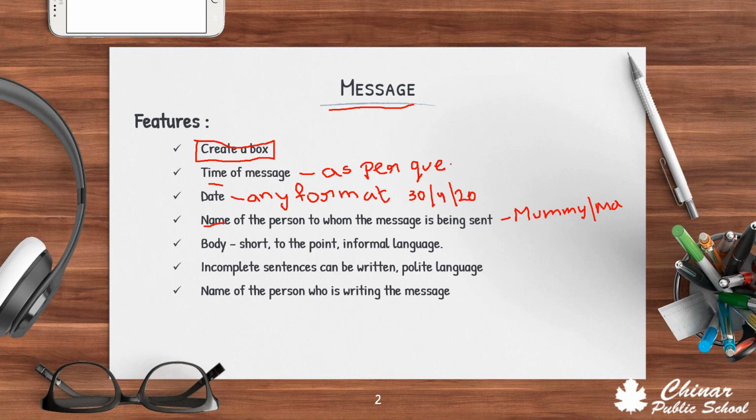After that, there is the body part. Body part, short and precise, to the point. Only what is important is to be written. No long stories. Very informal language. Yes, polite language is needed 100%. But you can even write incomplete sentences. Like you can write: call from uncle. Very important. Please call. That much you can write, right? So incomplete sentences are allowed, no problem, but polite language and to the point, only the essential details to be written. Correct? And after that, you write the name of the person who is writing the message.